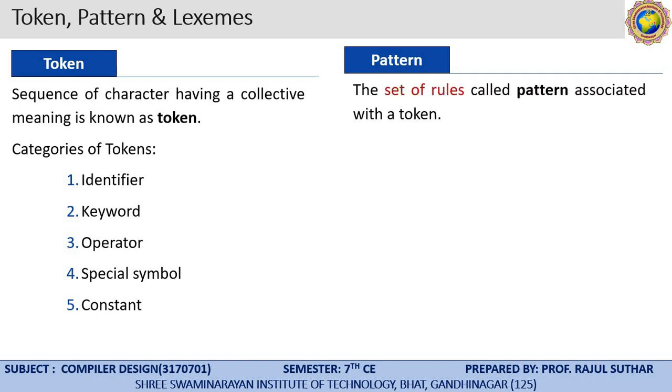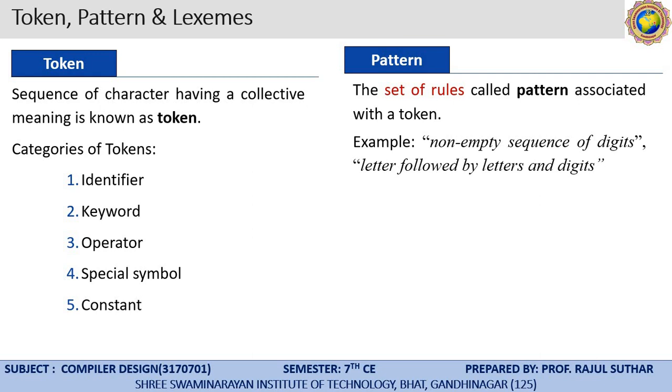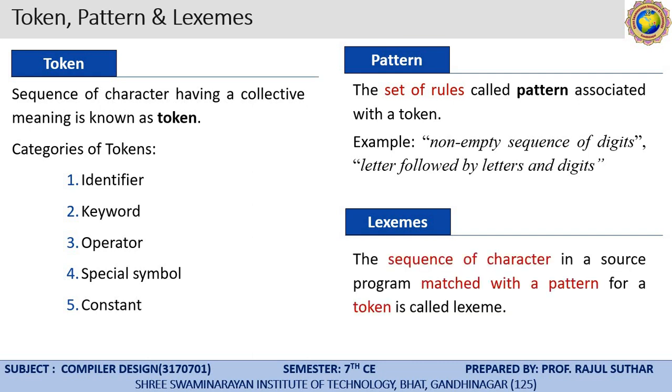The set of rules is called the pattern associated with the token. For example, a non-empty sequence of digits and letters followed by letters and digits. That is a pattern. And what is a lexeme? A lexeme is the smallest logical unit, we can say a word, from a program, such as when we declare main, int, a, b, 10, if, plus sign. All this is called a lexeme.